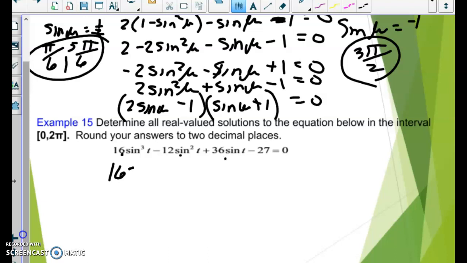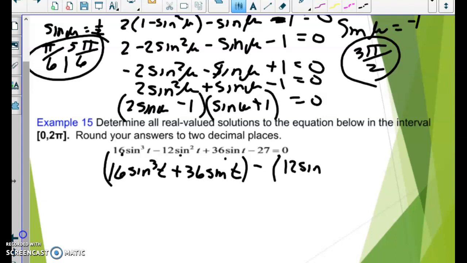So I'm going to go with 16 sine cubed plus 36 sine. I'm going to group those together. And then I'm going to go minus, because the third and fourth are negative. And so when I factor out the negative, I get 12 sine squared plus 27. And let's see if that works.